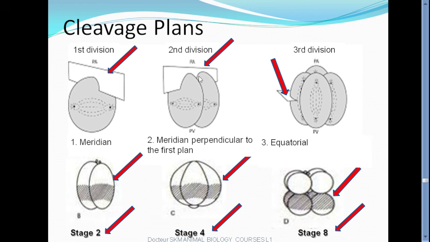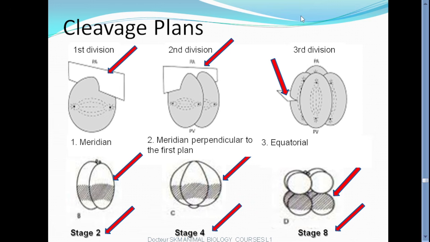So if I take the first plane like this, I must cross it perpendicularly in order to divide my two blastomeres into 4 blastomeres. Okay, so here we obtain 4 blastomeres: 1, 2, 3, and the fourth is on the other side. So this is the second division.